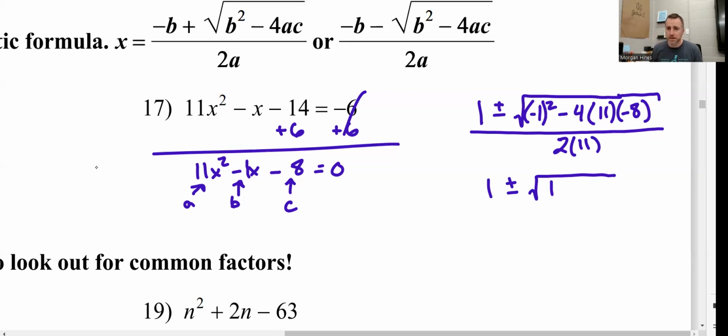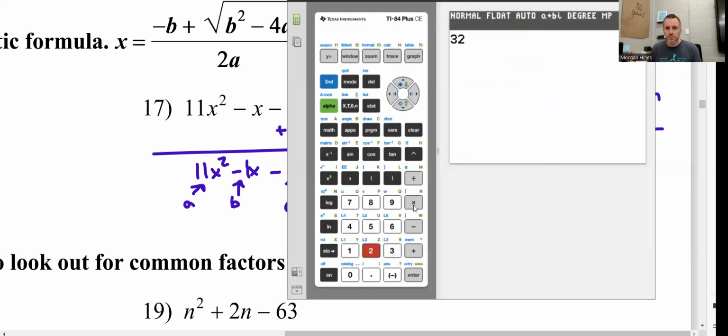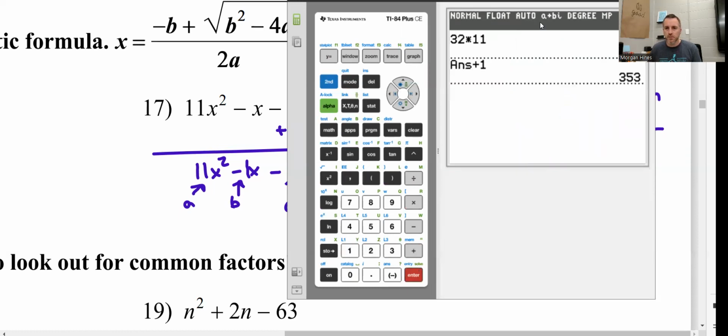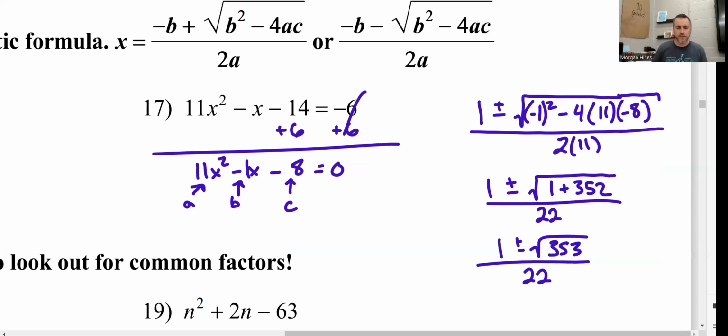So we get 1 plus or minus the square root of 1... Oof. Whose idea was this? 32 times 11. 32 times 11 plus 1. 353. Over 22. So what's the square root of 353? Nothing friendly that I can think of.